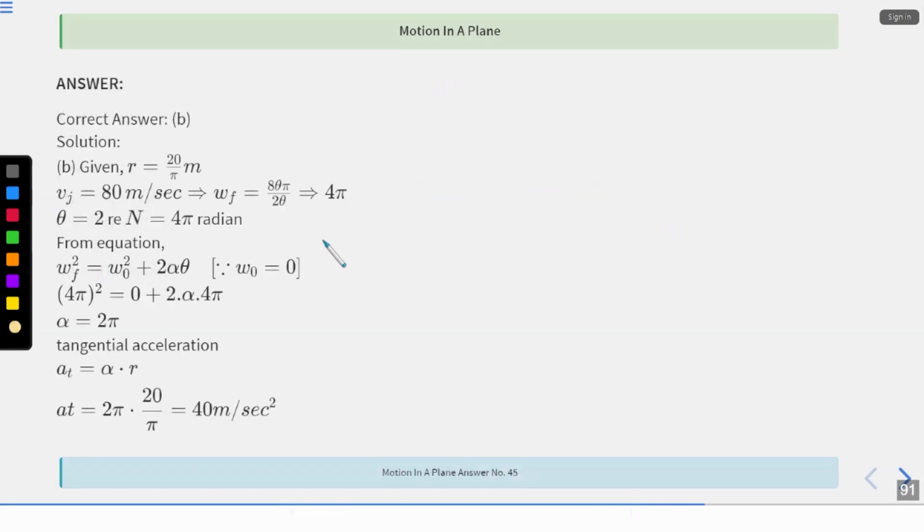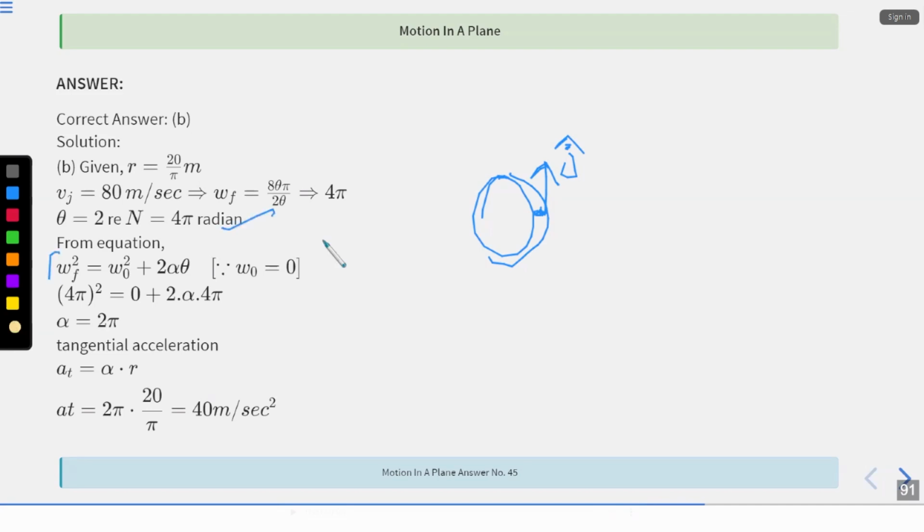So this is direct formula application. Here Vj will always be perpendicular, and this is in the J direction right now, let's say. So Vj is equal to 80 meter per second. So omega would be equal to 80π by 2θ, that is 4π. And similarly, θ is equal to 2 revolutions, so that is 4π radian.